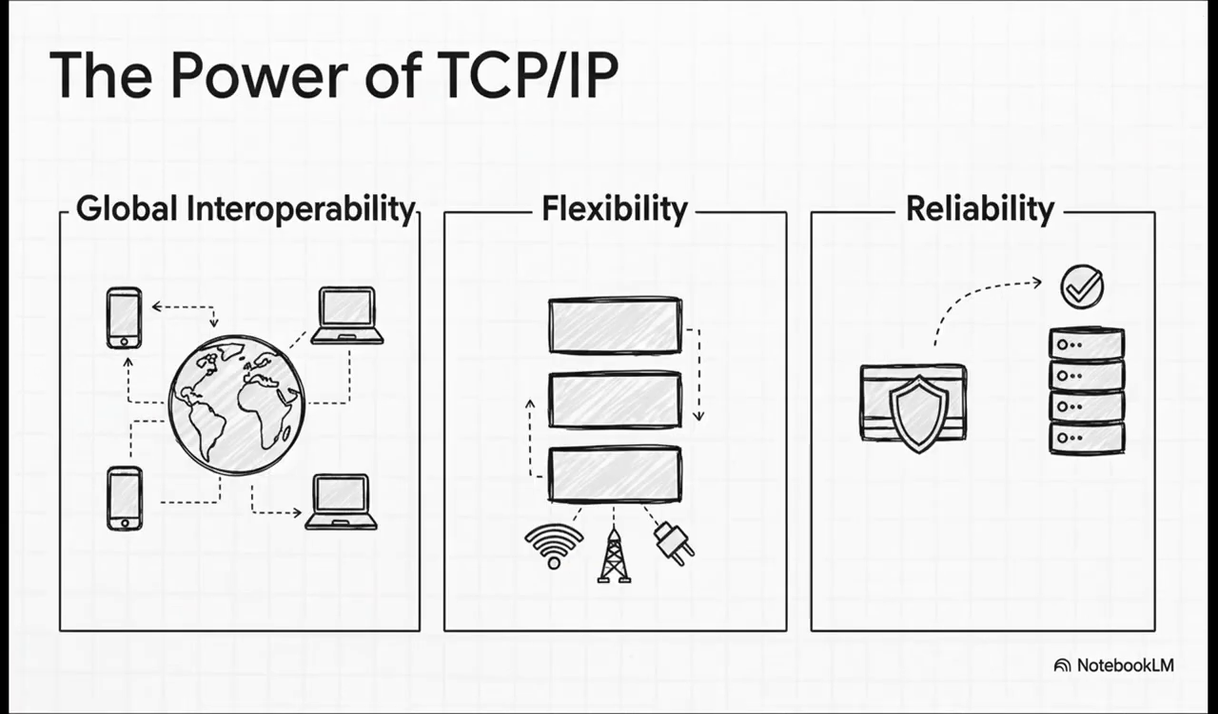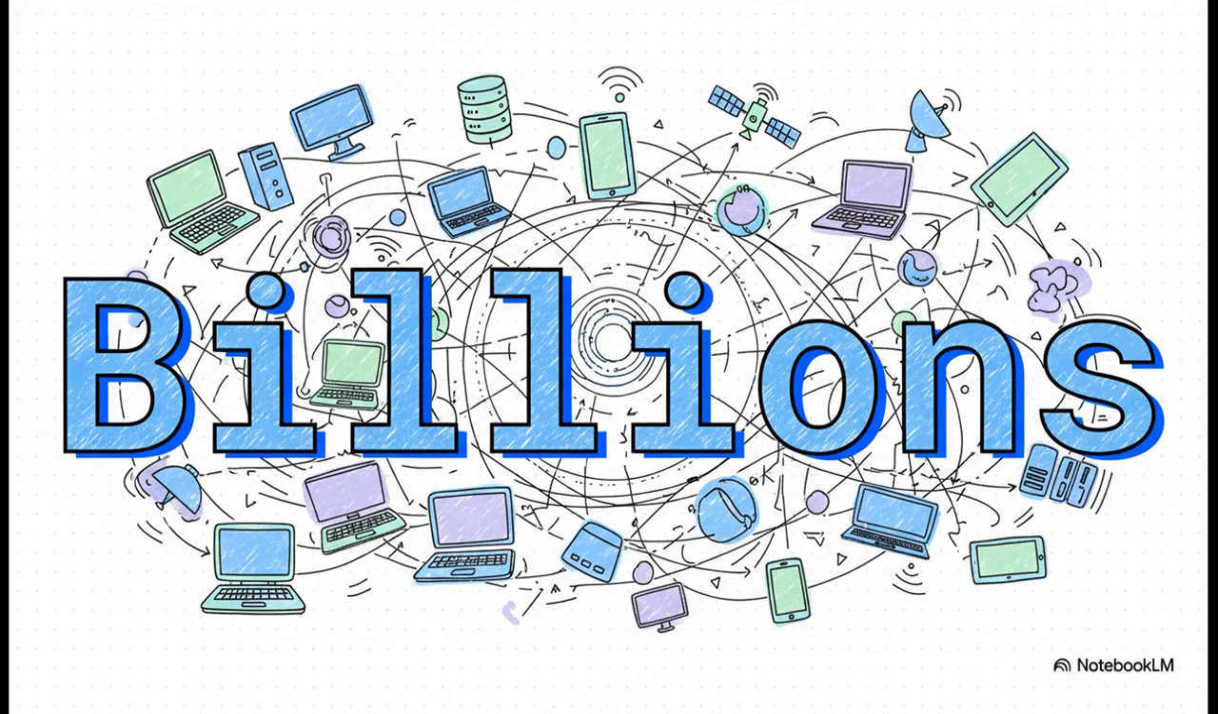The power of having this shared language gives us everything. It guarantees global interoperability. A phone in one country can talk to a server in another, no problem. It gives us flexibility, because you can swap out your Wi-Fi for a cable without messing up the other layers. And with protocols like TCP, it gives us guaranteed reliability for our most important data. And just try to wrap your head around the scale of it all. This isn't just about a few computers. We're talking about over 5 billion people and tens of billions of devices, all connected and all communicating using this one, single, elegant set of rules. The scale is just mind-boggling.